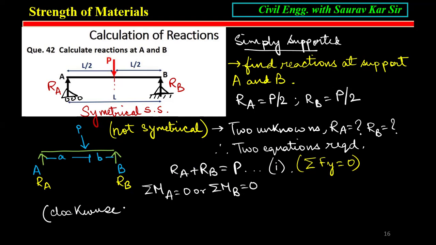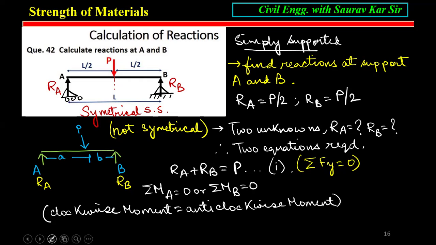Clockwise moment is equal to anti-clockwise moment. This is the equation. So the equation turns, if I take the summation of moments about A equals 0, that means I'm fixing the point A. Just imagine you're putting a finger here at point A.